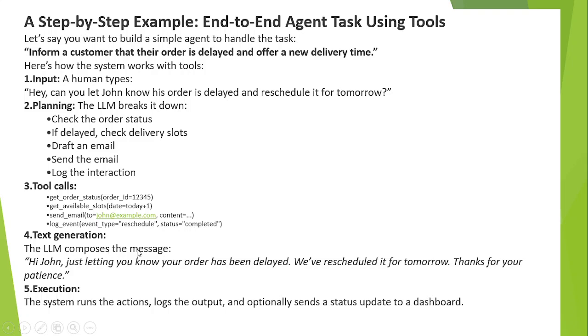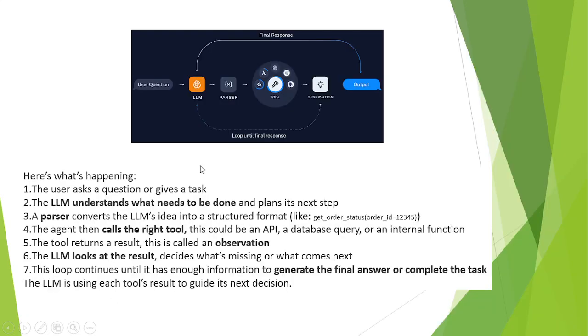The LLM composes the message to inform John that the order is delayed and it is rescheduled for tomorrow. The system will run the action, log the output, and also send a status update to the dashboard. So as you can see, with one task, the LLM is able to check and perform all these subtasks. It does not just make a list alone, but tool calling is also done, then text generation is also done here, and finally it will execute.